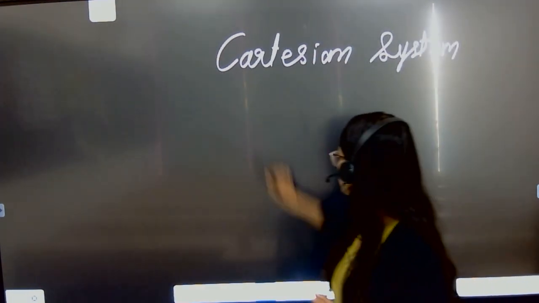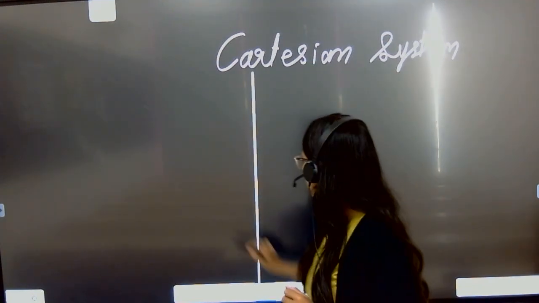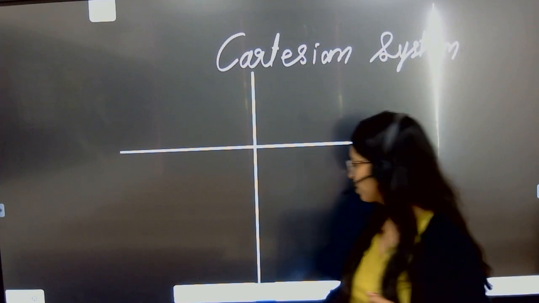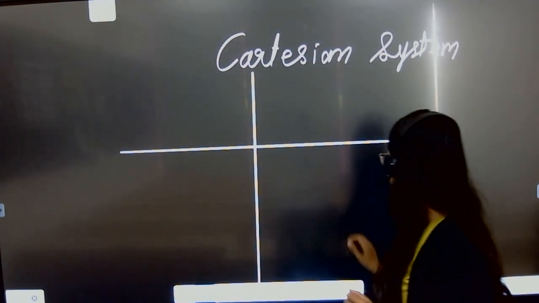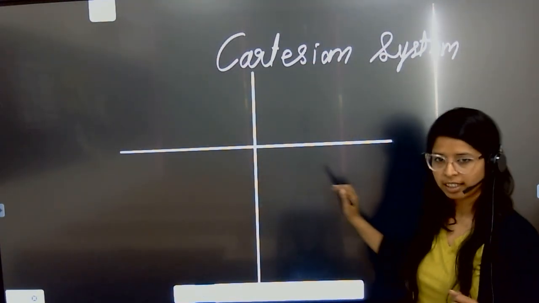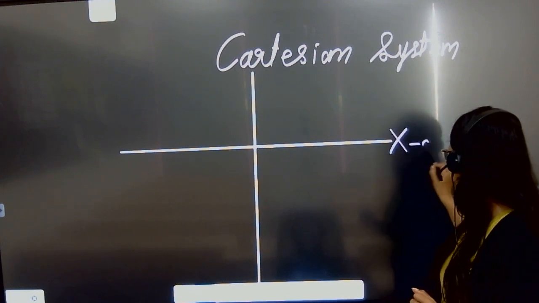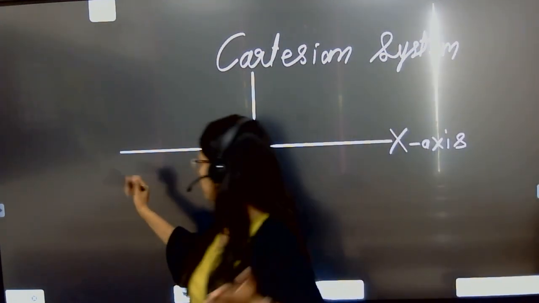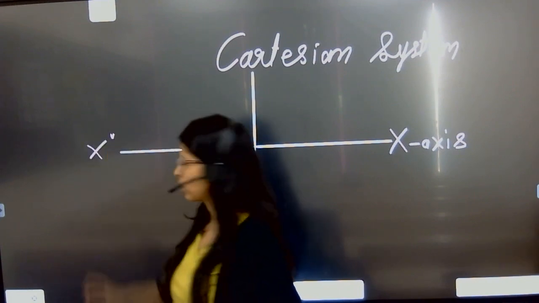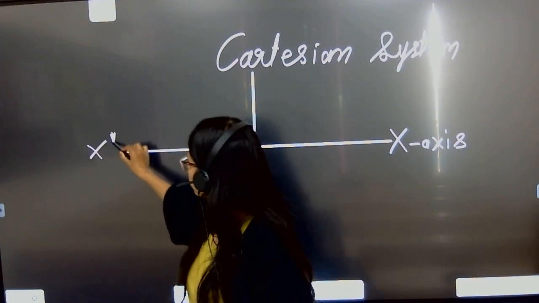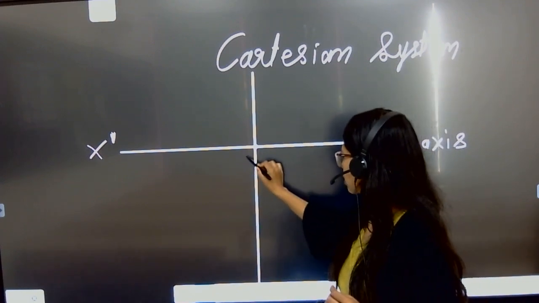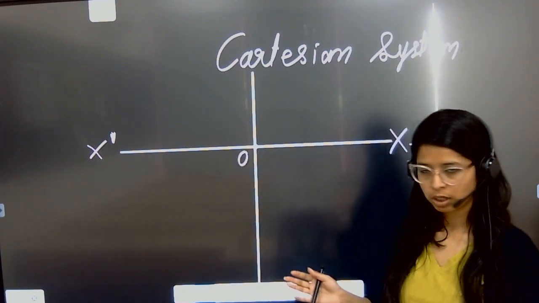So let's suppose I have one vertical line and one horizontal line. This horizontal line is our x-axis, okay? This is our x-axis and the left hand side part is our x dash. If this intersection point we are assuming as the origin, okay?